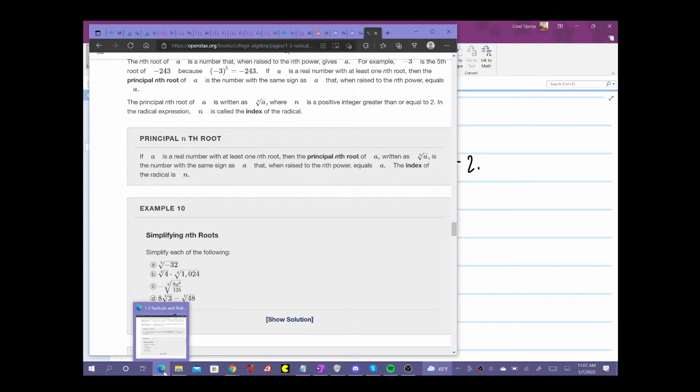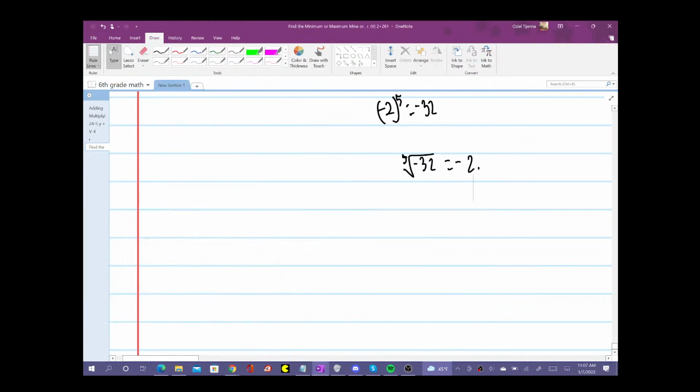The fourth root of 4 over the fourth root of 1024. So that one is a little bit trickier. 1024 is actually going to be, so we can do by 2s. So this is 2 times 512, I think. And then, so you kind of need a calculator for this one, because this one is a little bit tricky. Give me a second, guys.